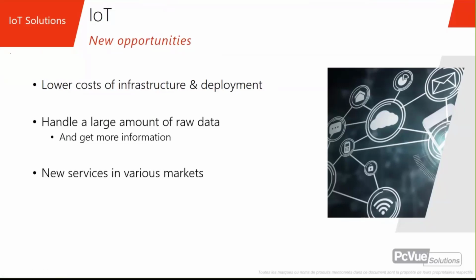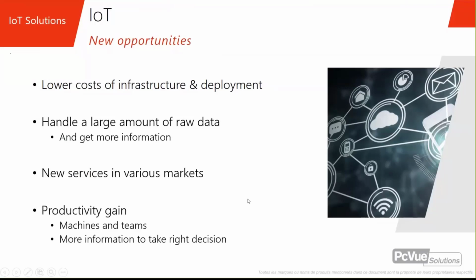This also brings new services in various markets. A few examples: you can connect a crane for maintenance, remote diagnostics or geolocation. You have services in the agricultural world, for parking lots, for buildings, and so on. And at the end, it brings more productivity, because more data also means better information and better decisions for the operators to operate their process. And the productivity is increased both for machines and for teams.